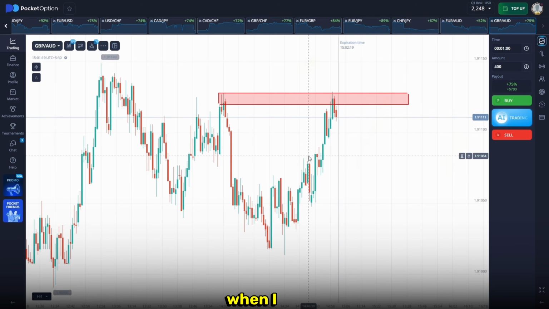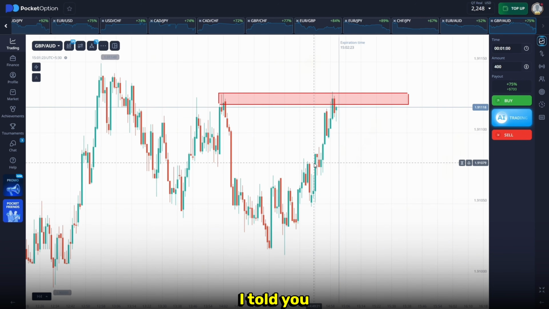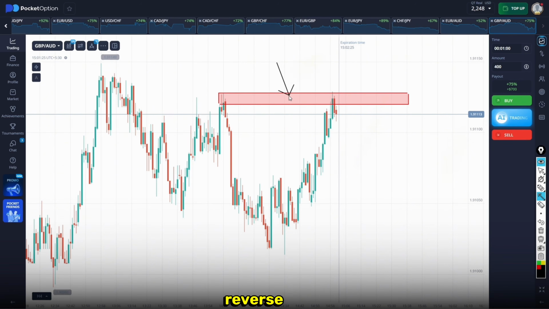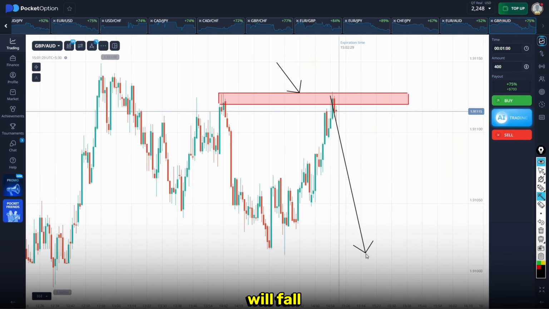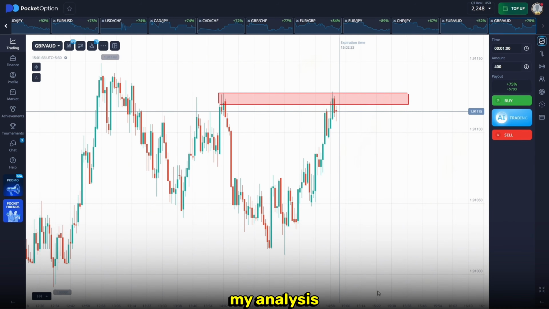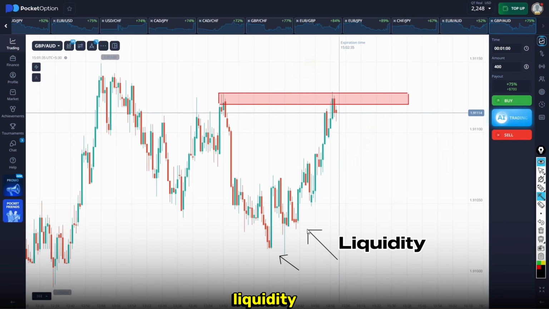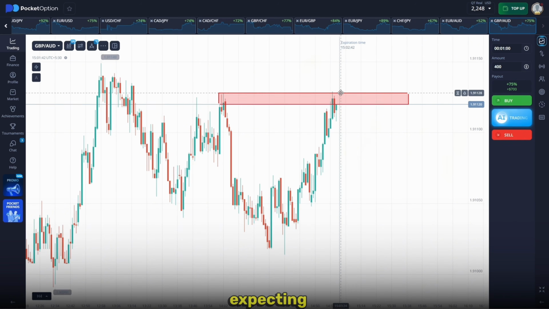So initially when I took a trade for a reversal here, I told you that if price goes up it will reverse from this zone, because this is the liquidity zone, and price then will fall straight like this. That is my expectation according to my analysis, because it has left liquidity at the bottom. So it will grab this liquidity in one go. So why was I expecting a reversal?